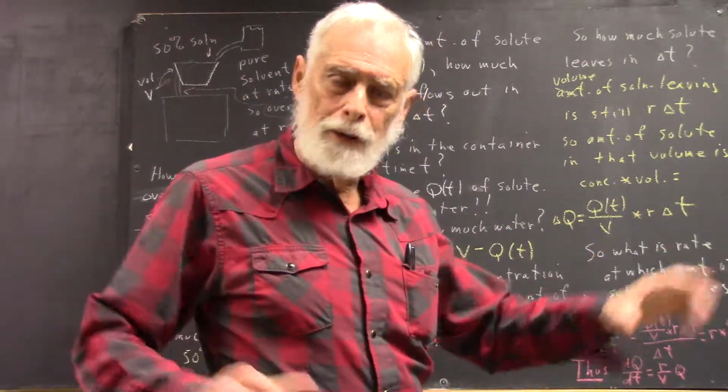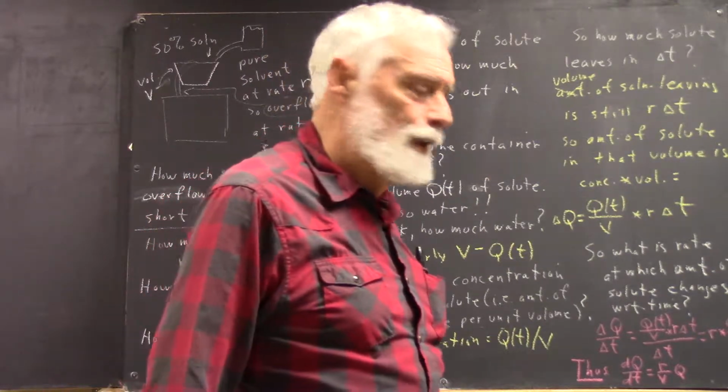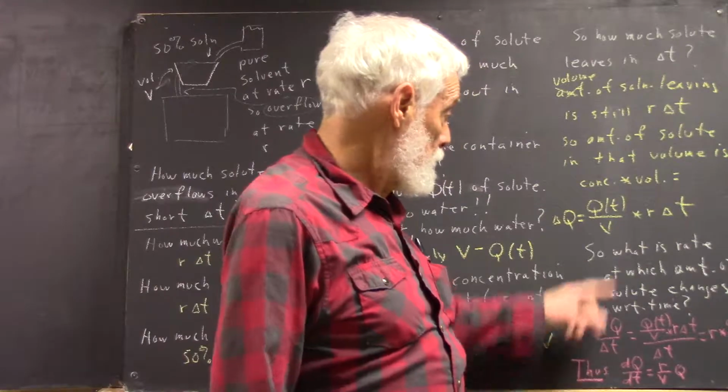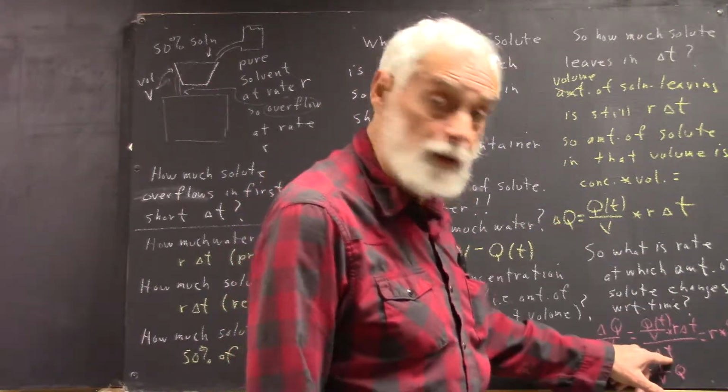And we take a limit as delta T goes to 0, and we find that this relationship, which of course is written down by writing this and then dividing by delta T.